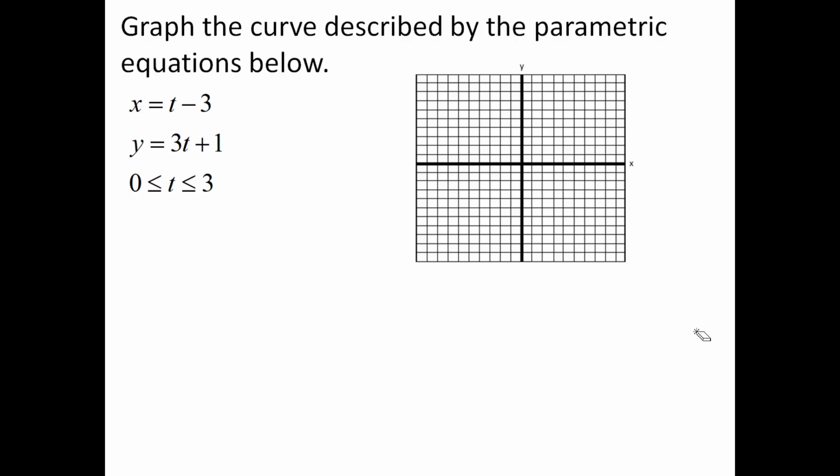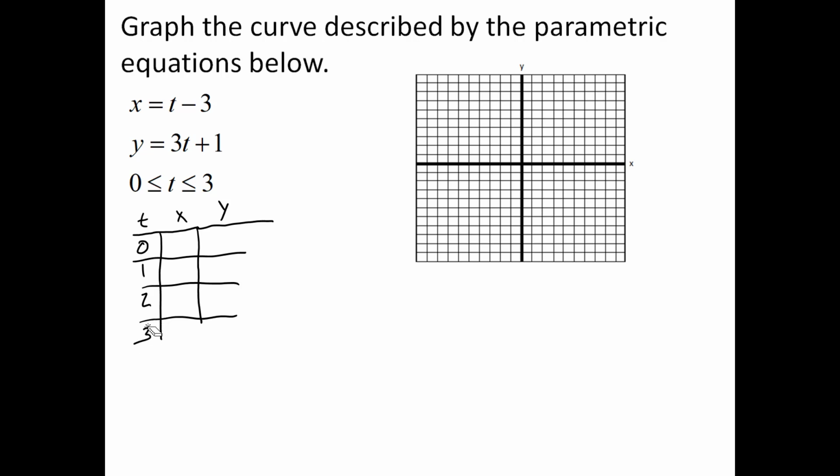Okay. Graph the curve described by the parametric equations below. When you're graphing parametric equations, there are several ways to do that. One way is to make a table of values, except you're plotting the points x, y, and to find your points, you need values of t. So t goes from 0 to 3, so you can just put in those integer points: 0, 1, 2, and 3.